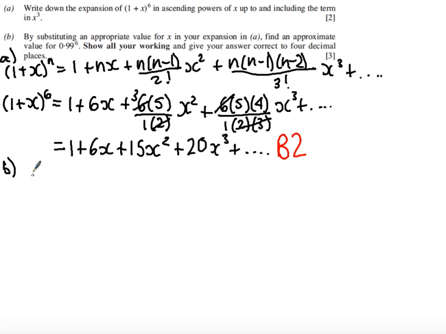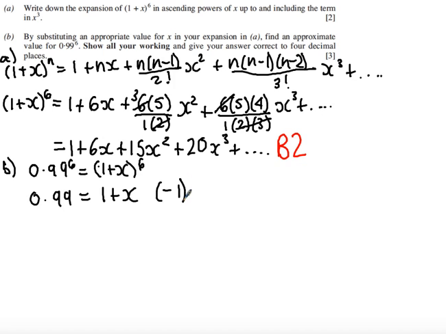Now, what we're suggesting is that 0.99 to the power of 6 is equal to (1 plus x) to the power of 6. Now what that is suggesting then in that case is 0.99 is equal to 1 plus x. So if I subtract 1 from both sides, we get the appropriate substitution that x should be 0.01. And that should be, let's make that clear, negative 0.01, not positive 0.01.